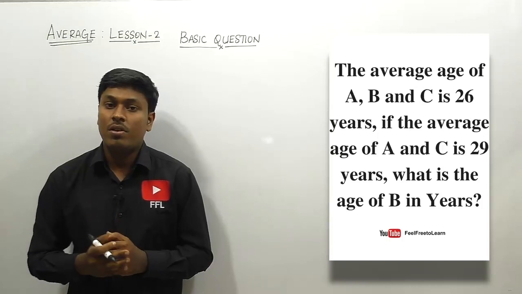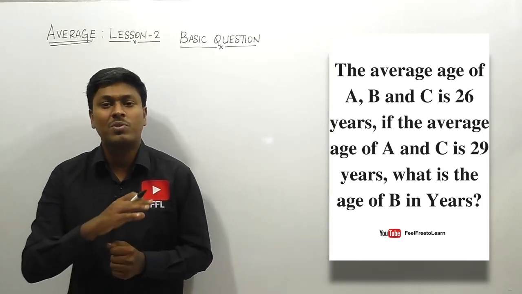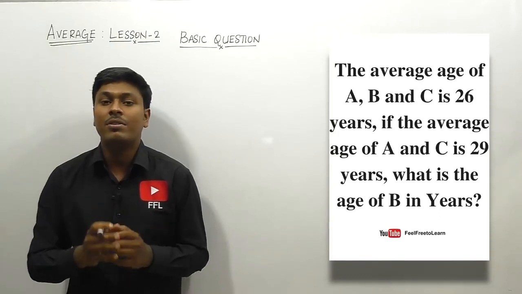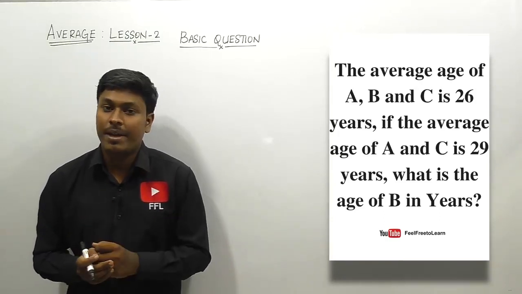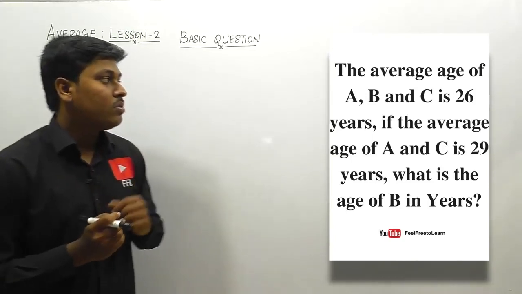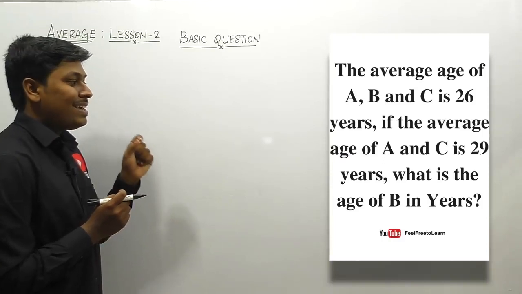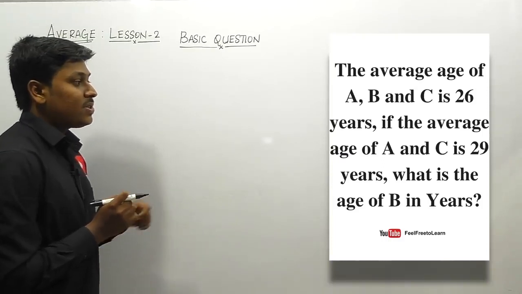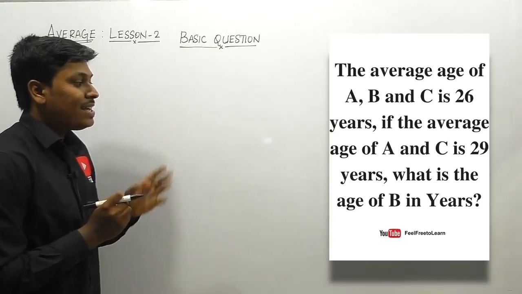So friends, let me move on to lesson number 2. In this lesson number 2 on the topic average, we are going to solve different questions, but all the questions we are going to solve in lesson number 2 will be basic questions on the topic average, right? So friends, let me move on to question number 1. The average age of 3 persons, that is A, B, C, is 26 years. If the average age of A and C is 29 years, what is the age of B?